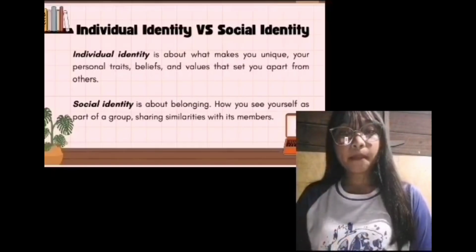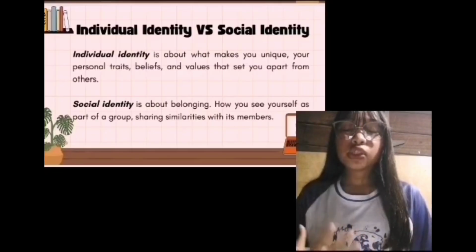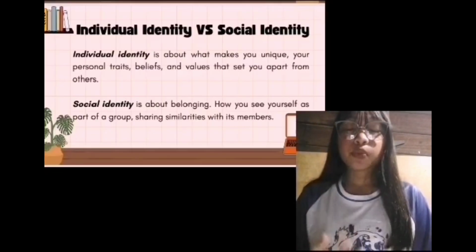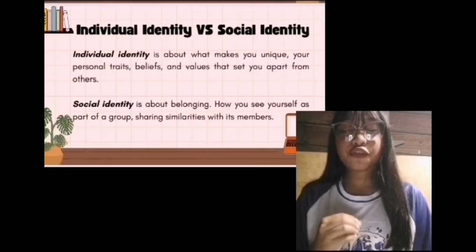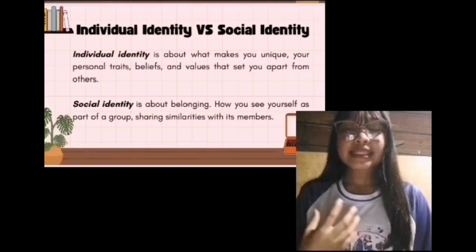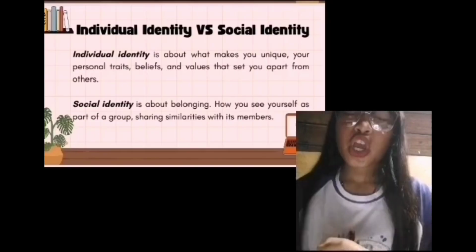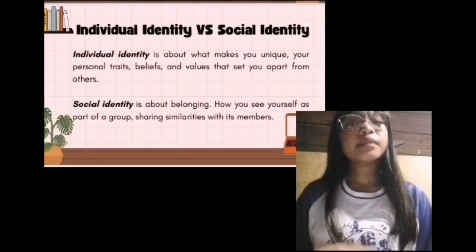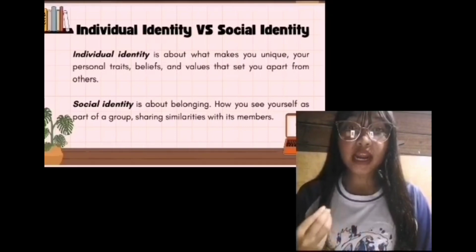This includes being part of a certain nationality, religion, gender, school, organization, sports team, or even a friend group. Your social identity helps you feel a sense of belonging and acceptance among people who share the same background or interests. So, your social identity is that your personality depends on what group you belong to.